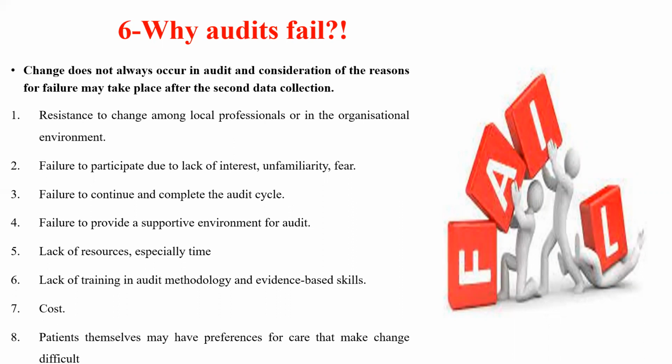The third is failure to continue or complete the audit cycle. The audit cycle has certain steps. It has to be completed and closed by the re-audit. Number 4, failure to provide supportive environment for an audit. As we mentioned before, the most important criteria of a successful audit is a supportive environment. So if you fail to provide support to the environment for audit, it will fail.